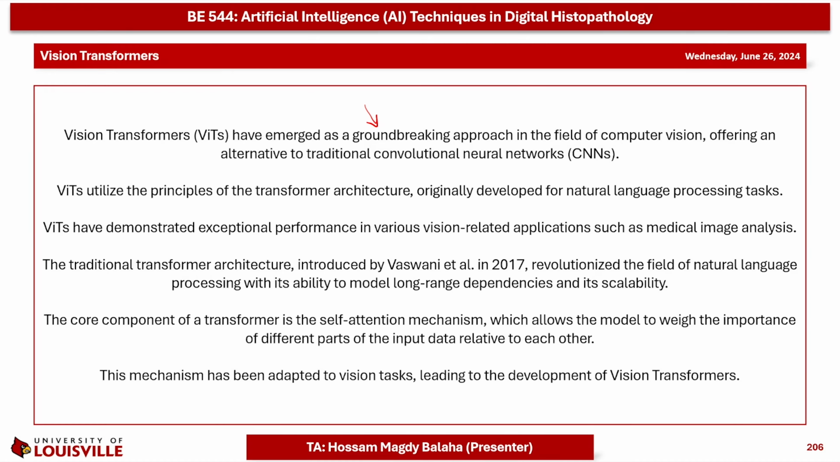The traditional and original transformer architecture introduced by Vaswani et al. in 2017 revolutionized the field of natural language processing, as mentioned, with its ability to model long-range dependencies and its scalability. The core concept and component of a transformer is something called the self-attention mechanism. The self-attention mechanism allows the model to weigh the importance of different parts of the input data relative to each other. Based on the self-attention mechanism and cascading multiple of them together, this led to the development of vision transformers.